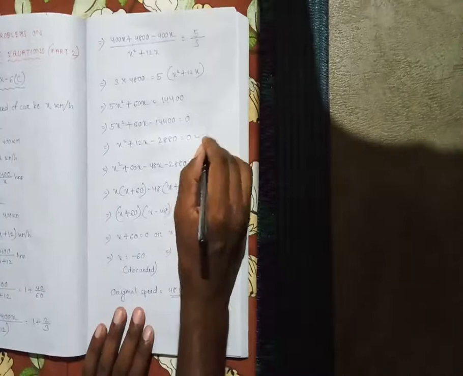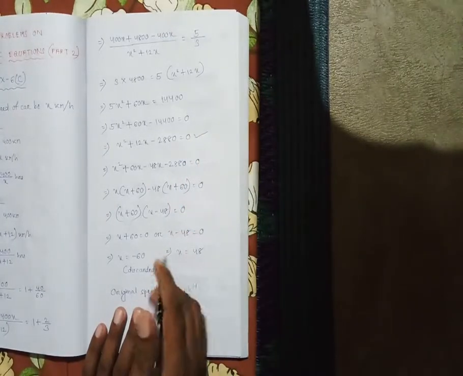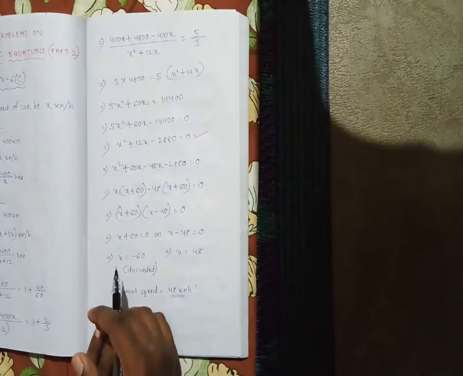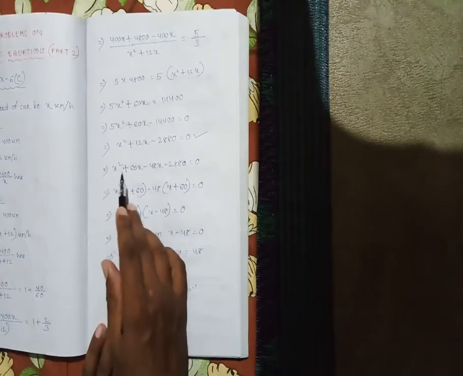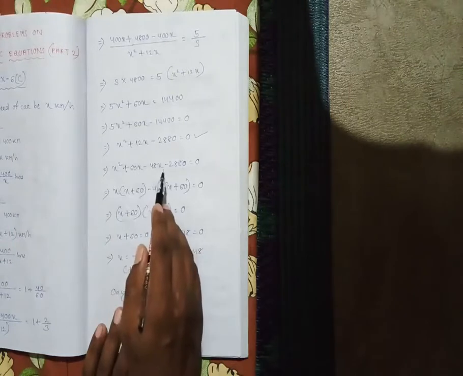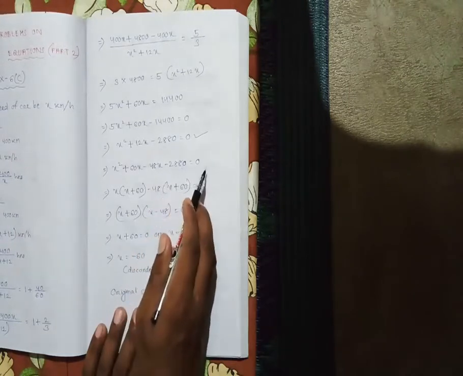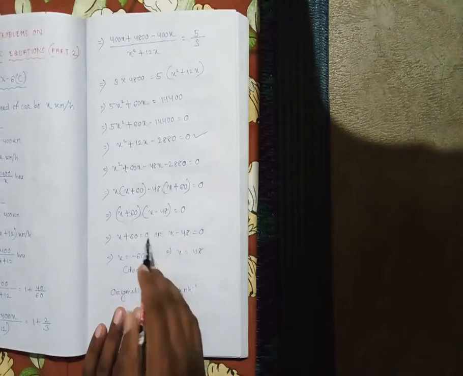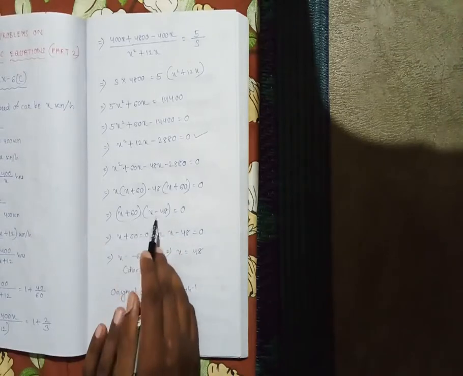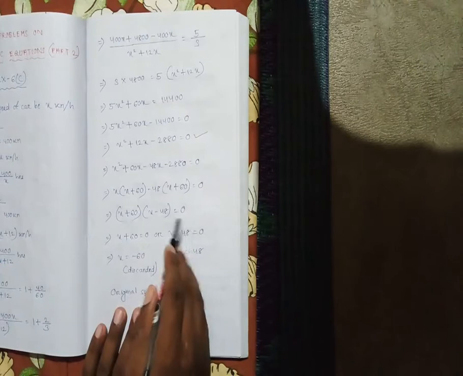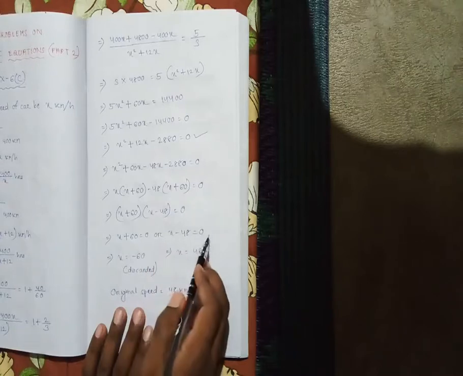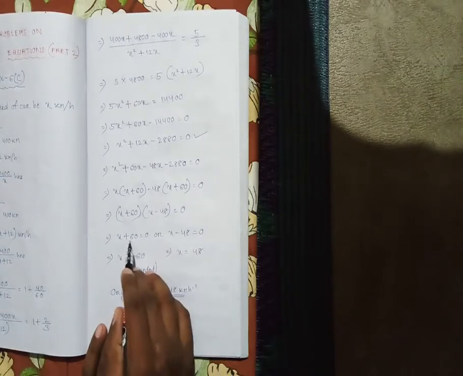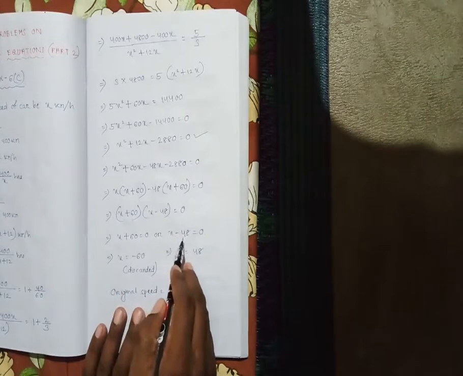This is the quadratic equation to be solved, and now you can use either factorization or formula. I will advise you to use the factorization method, it is easier. So on factorizing we get x square plus 60x minus 48x minus 2880 is equal to 0. Then ultimately we get x plus 60 into x minus 48 is equal to 0. So it is in the form of a into b is equal to 0, so we can write a is equal to 0 or b is equal to 0. So x plus 60 is equal to 0 or x minus 48 is equal to 0.